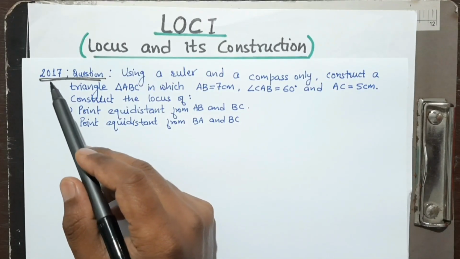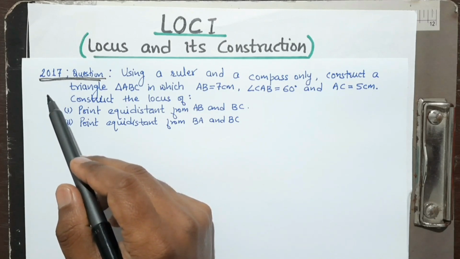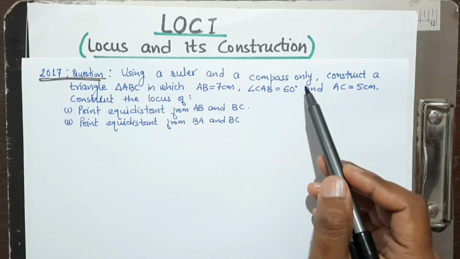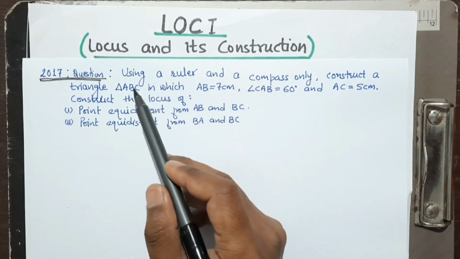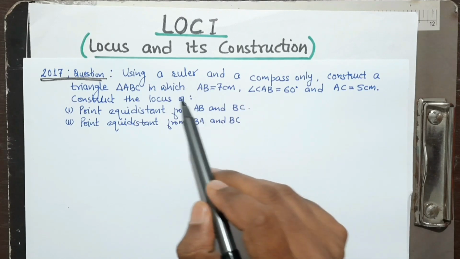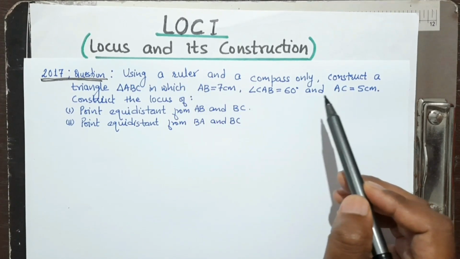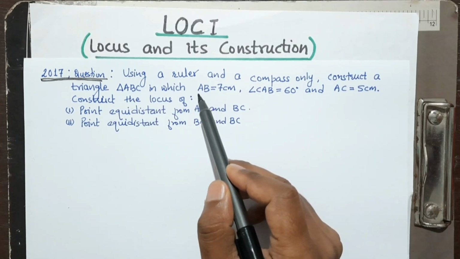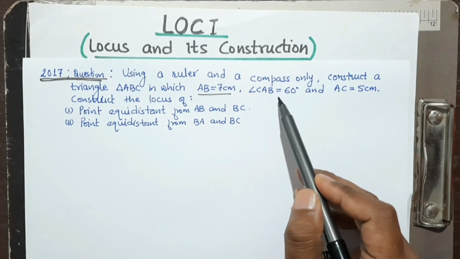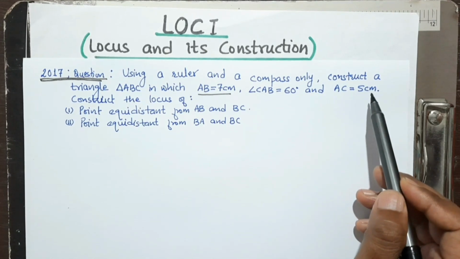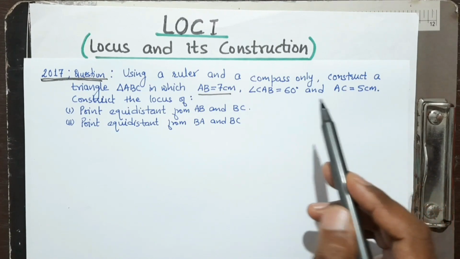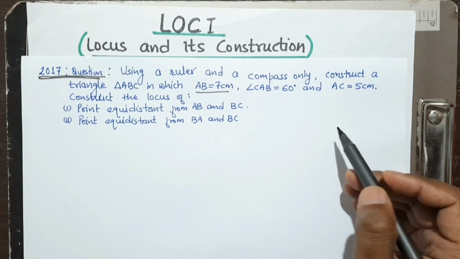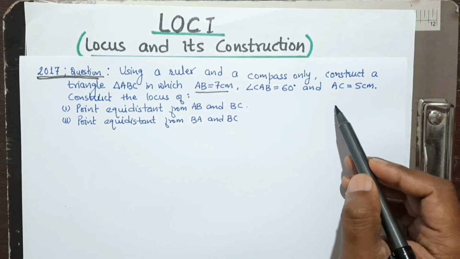The first question is from the board paper 2017. Let's read the question. Using a ruler and a compass only. This is a construction based question, so the first instruction is always like this. We are going to use only a ruler and a compass. Now the question is, construct a triangle ABC in which AB is 7 centimeter, angle CAB is 60 degrees, AC is equal to 5 centimeter. That means first we have to construct a triangle. First let us make a rough figure. We will always make a rough sketch first.